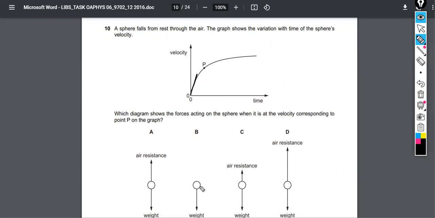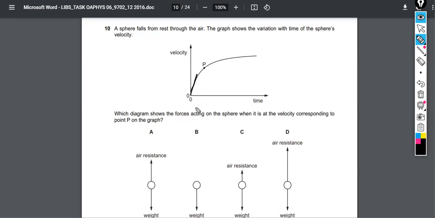gravity. The weight of the person would be the force that makes them accelerate. Okay, so initially you'd have B. We're trying to solve for the diagram that shows the forces acting on the sphere when it is at the velocity corresponding to point P on the graph. And so initially there's weight and weight alone. That would be choice B.